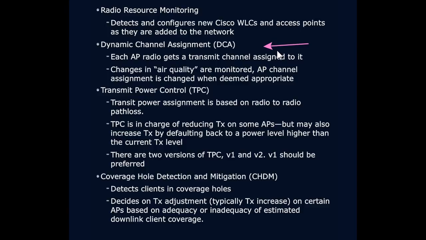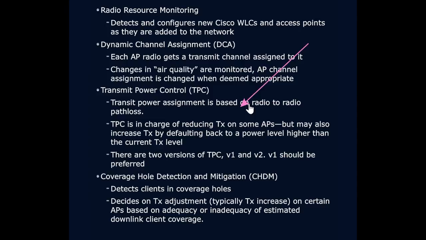Transmit power control and CHDM, coverage hole detection and mitigation, are not about the channel. They're not about the frequency. They're about the amplitude, or the transmit signal strength. So transmit power control can adjust the power to bring it down if our access points are too close to one another, or build it up if we do not have sufficient coverage.